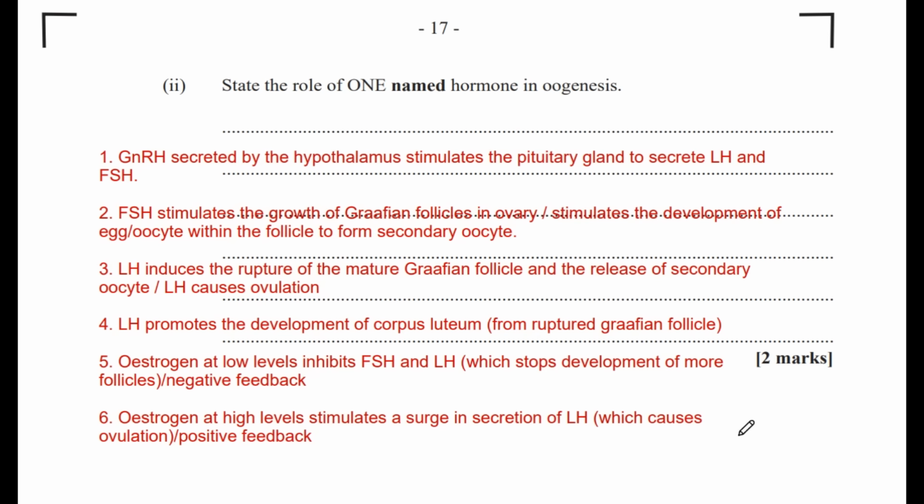I would say that an easy one is FSH. FSH stimulates the growth of the Graafian follicles in the ovary. That's basically the cells that would become oocytes. Eventually, it stimulates the development of the primary oocyte within the follicle to form the secondary oocyte. That's a good one. And the next one is LH, luteinizing hormone, which induces the rupture of the mature Graafian follicle and releases the secondary oocyte from the ovary, basically causing ovulation.